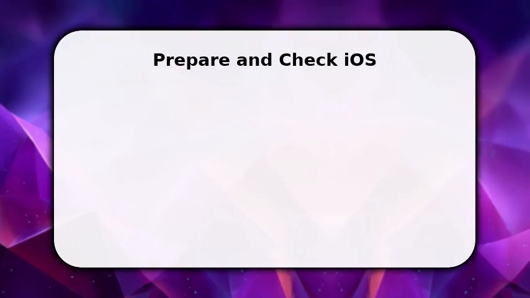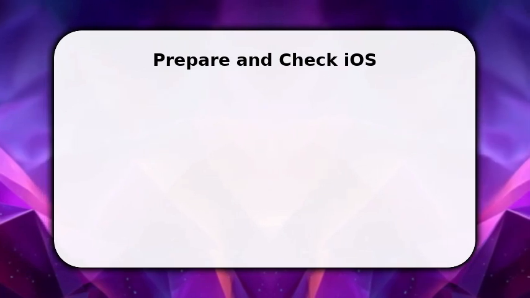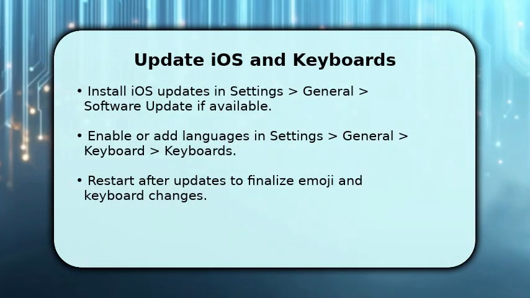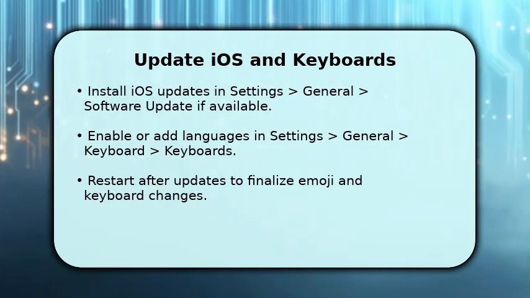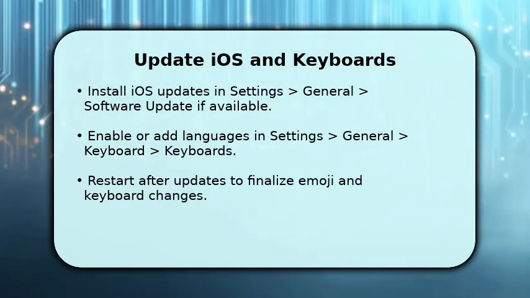Now open Settings, because the next step is to check for an iOS update that often includes new emoji sets and keyboard improvements. After preparing, go to Settings, General, Software Update and install any available iOS release. New emoji are typically bundled with these updates.